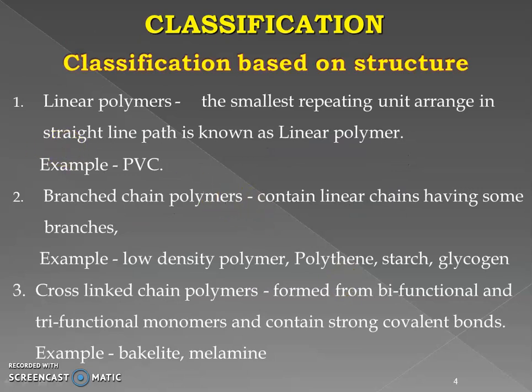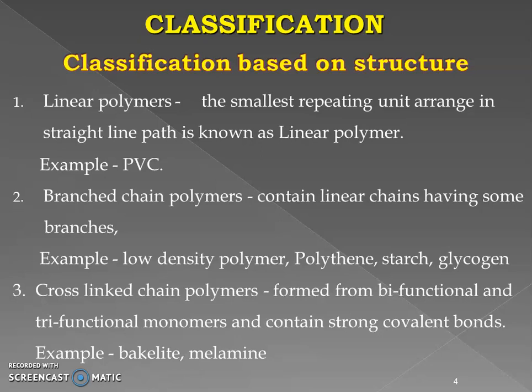So polymers are classified into different types depending on different bases. First is the classification of polymers based on structure, whether linear type, branch type, or cross-link type. Linear polymers have the smallest repeating units arranged in a straight line. An example is polyvinyl chloride. So a linear polymer has a straight chain.